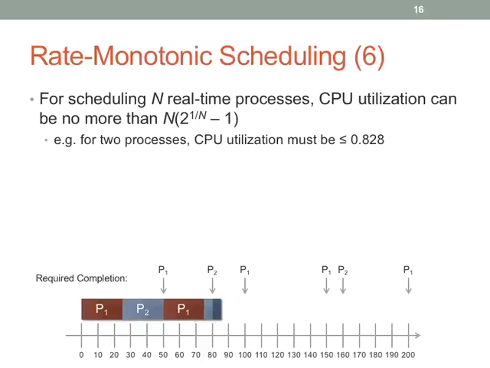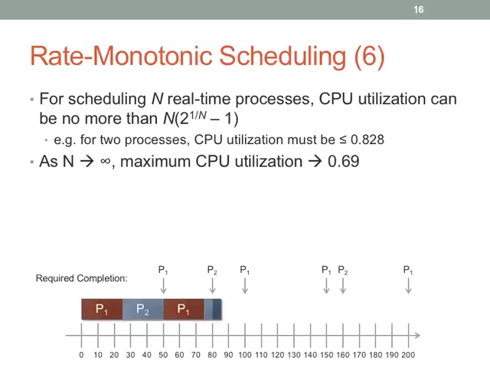our first example was below that. It was 0.75, so we knew that we could hit it. For our new one, we have 0.94, and that's definitely higher than the limit, so we cannot schedule it using rate monotonic scheduling. And if n gets large, the limit goes down to about 0.69. If you have a CPU utilization larger than that, then you can't schedule all those real-time processes.